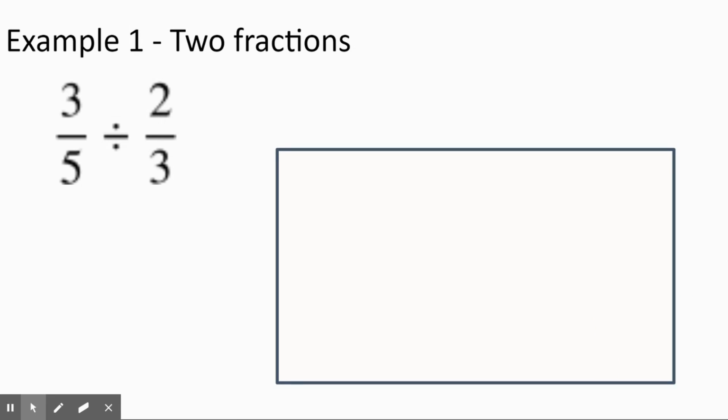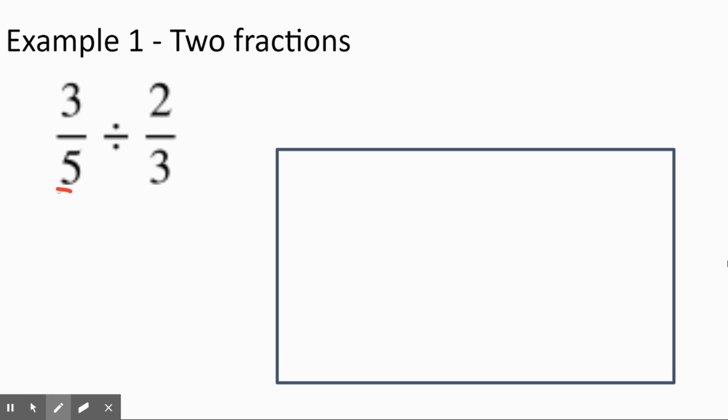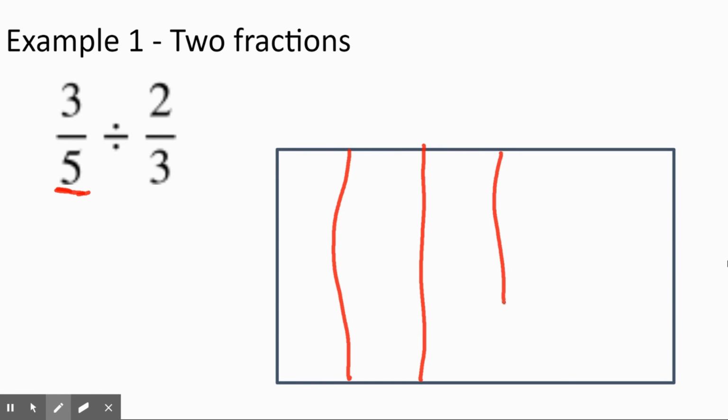So our first example, we have two fractions. We have 3/5 divided by 2/3. So what we're going to do is take our 3/5 and note that we have a 5 right here. That's telling us that we're going to make 5 columns. And you can probably draw them slightly better than I have, but we've got 5 columns in this box.